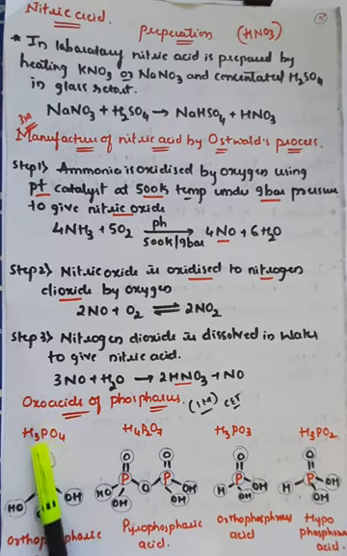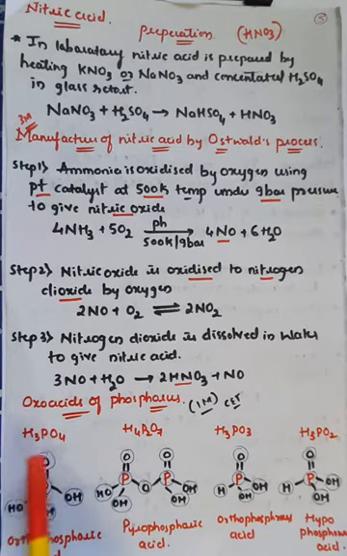First one is H3PO4. Generally we call it orthophosphoric acid, which means the phosphorus is double bonded with oxygen and single bonded with the 3 hydroxyl groups, OH, OH, OH. That is the hydroxyl group. Phosphorus is double bonded with 1 oxygen, and single bonded with the 3 hydroxyl groups. Generally we call it H3PO4, orthophosphoric acid, right?